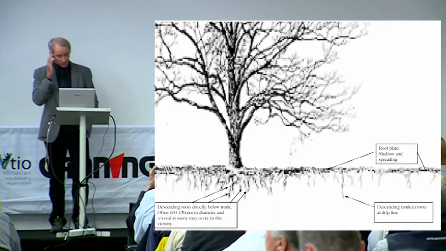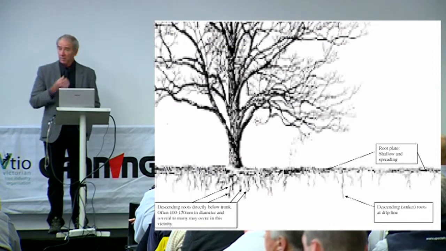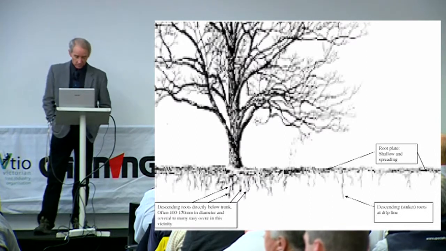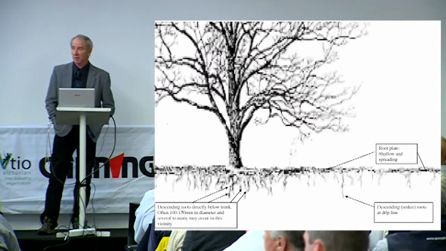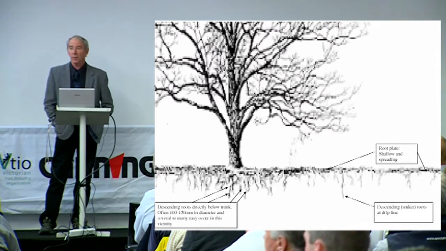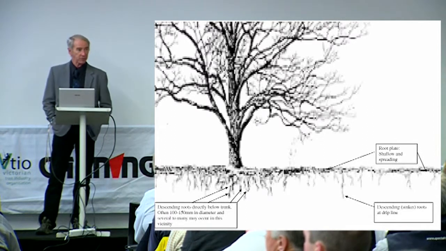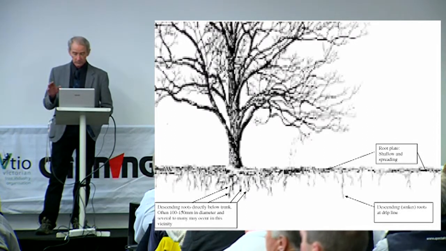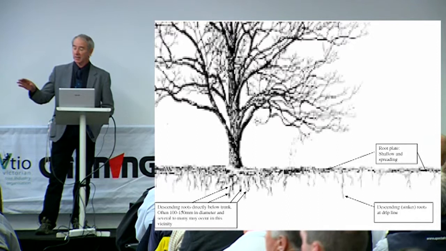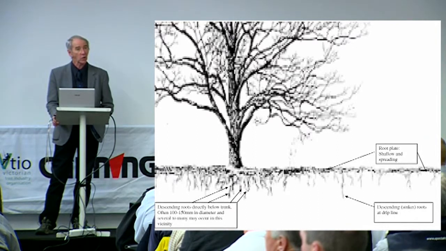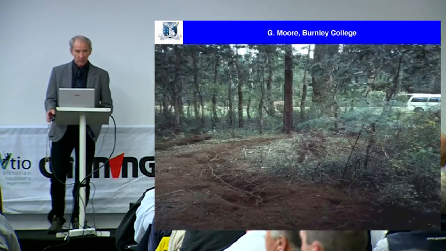We also know that descending roots do occur, lots of them. But for the most part, we also know the pattern of those descending roots. There tend to be more of them, they tend to be deeper, and they tend to be larger immediately below the trunk of the tree. And as you move out, they tend to be fewer, they don't go quite as deep, and they tend to be at a greater angle. There's a lot of information on this sort of root architecture.